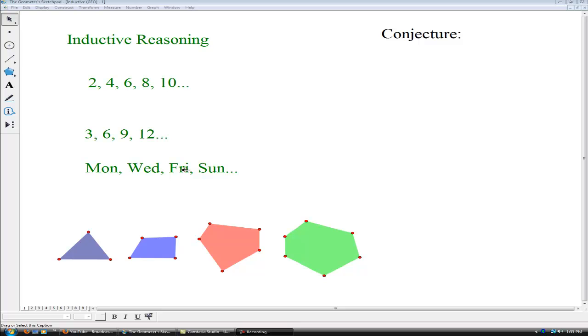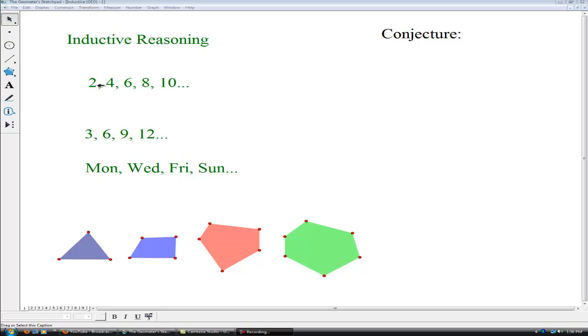So basically what inductive reasoning means is we either build a pattern and try to make a conjecture, or we examine a pattern and try to make a conjecture. Now a conjecture is a statement you believe to be true based on inductive reasoning. And again, inductive reasoning is examining or building a pattern following some kind of rule. And that rule is often called our conjecture.